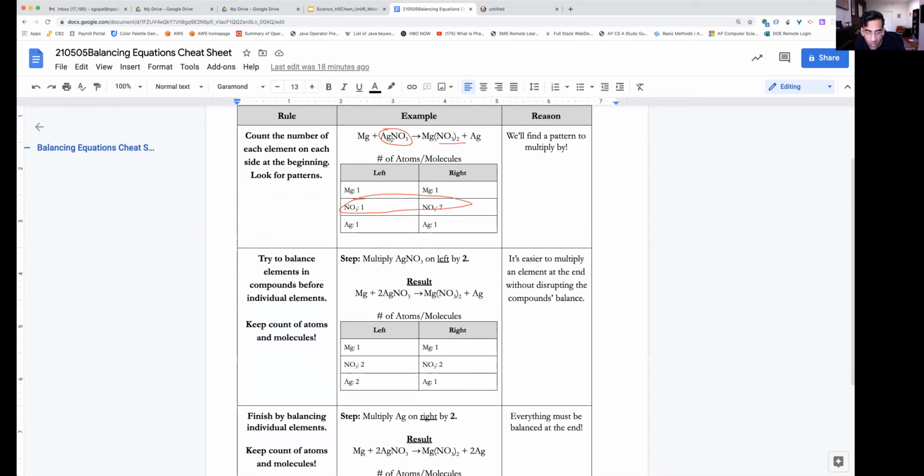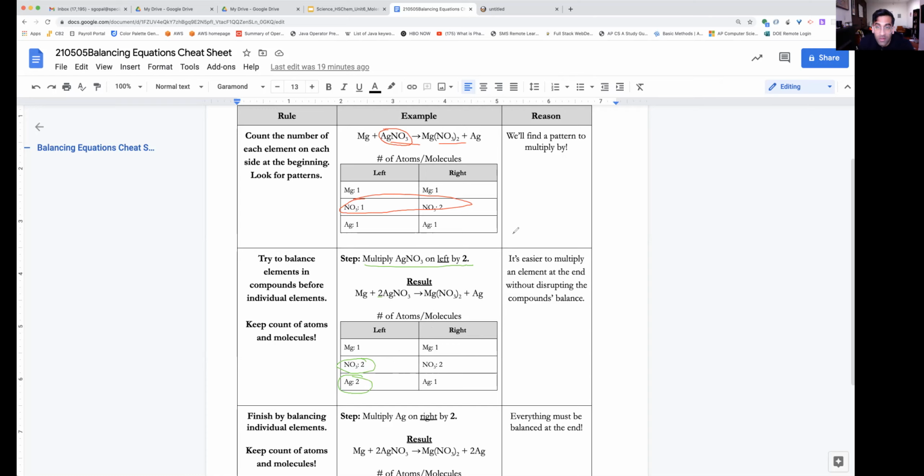So I got 2 over here, I've got 1 over here. So I'm going to multiply that by 2. And that's what I do in step number 2 right here. All right. I multiply AgNO3 on the left by 2. Now, that not only changes this NO3 here, but it has to change the silver that it's attached to as well. And so you can start to see how balancing equations becomes a little bit tricky. All right. Sometimes you end up manipulating the amounts of more than one thing at a time, which means that then you have to go back to the other side and make adjustments there too.